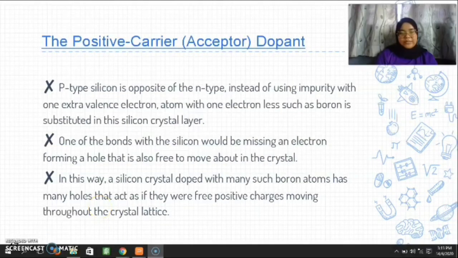Okay, so I will continue the presentation with the positive carrier dopant. So basically, p-type silicon is just the opposite of n-type. Instead of using an impurity with one extra valence electron, they use an atom or impurity with one electron less, such as boron. And this boron is then substituted in the silicon crystal layer. So one of the bonds with the silicon would be missing an electron. This will form a hole that is also free to move about in the crystal. So in this way, a silicon crystal doped with many such boron atoms has many holes that act as if they were free positive charges moving throughout the crystal lattice.